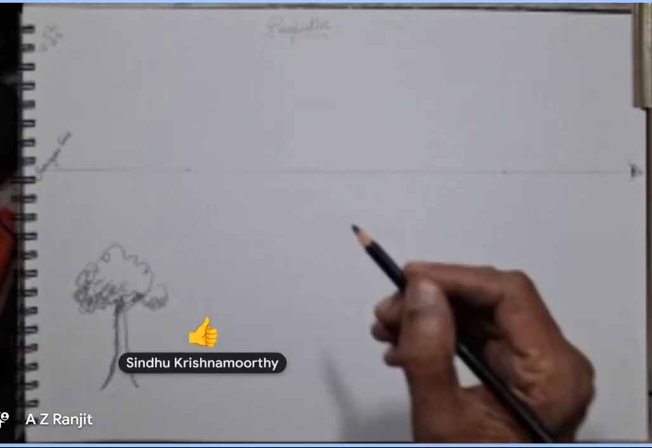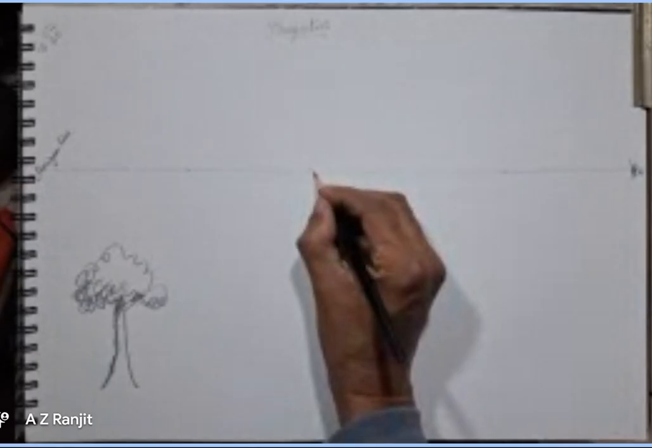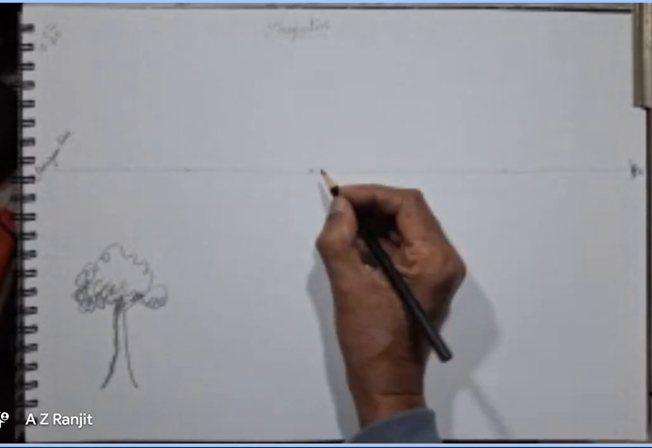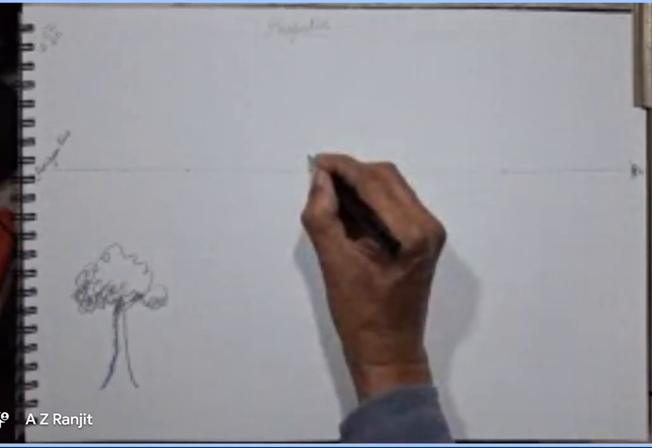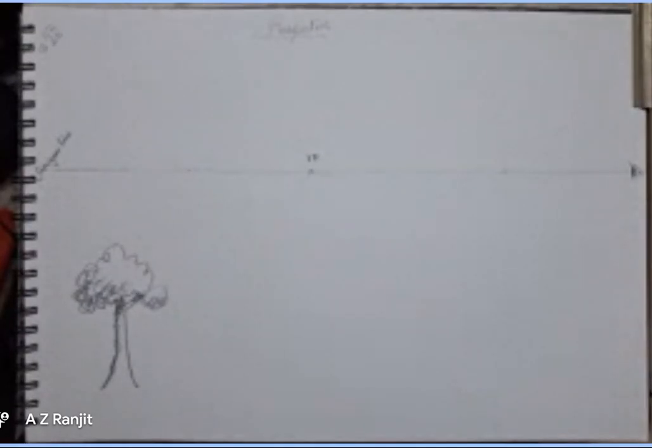On the horizon. Okay. So let me mark it there. We don't have to write vanishing point. We can write VP. Right? For us, it's not Vice President, it's not VP Singh. It is vanishing point for us. Okay?